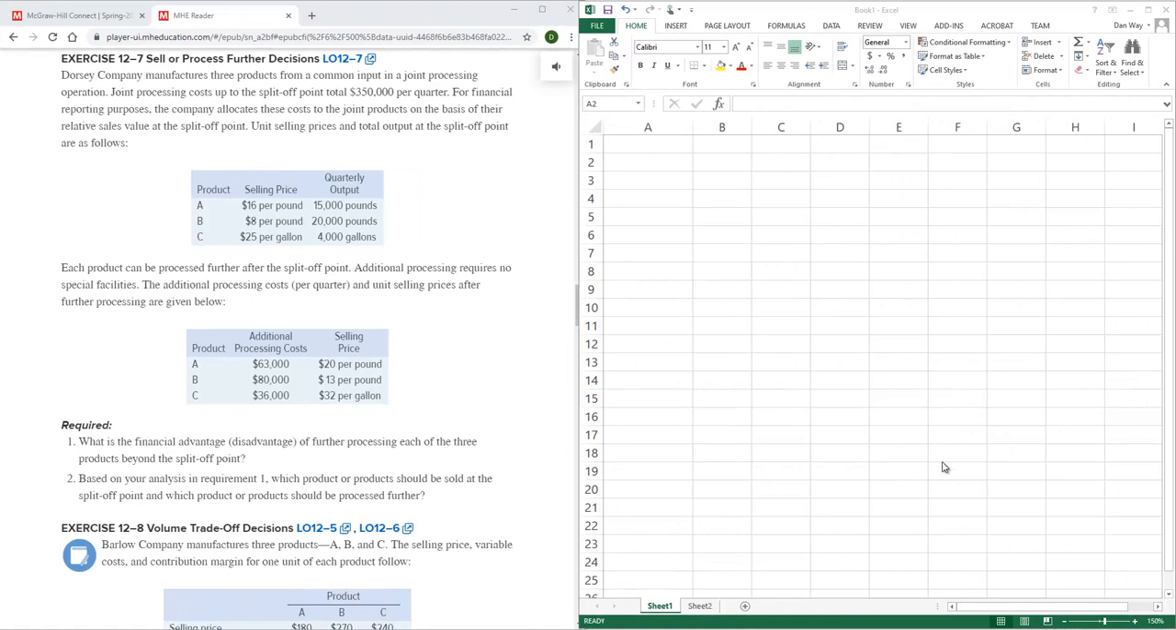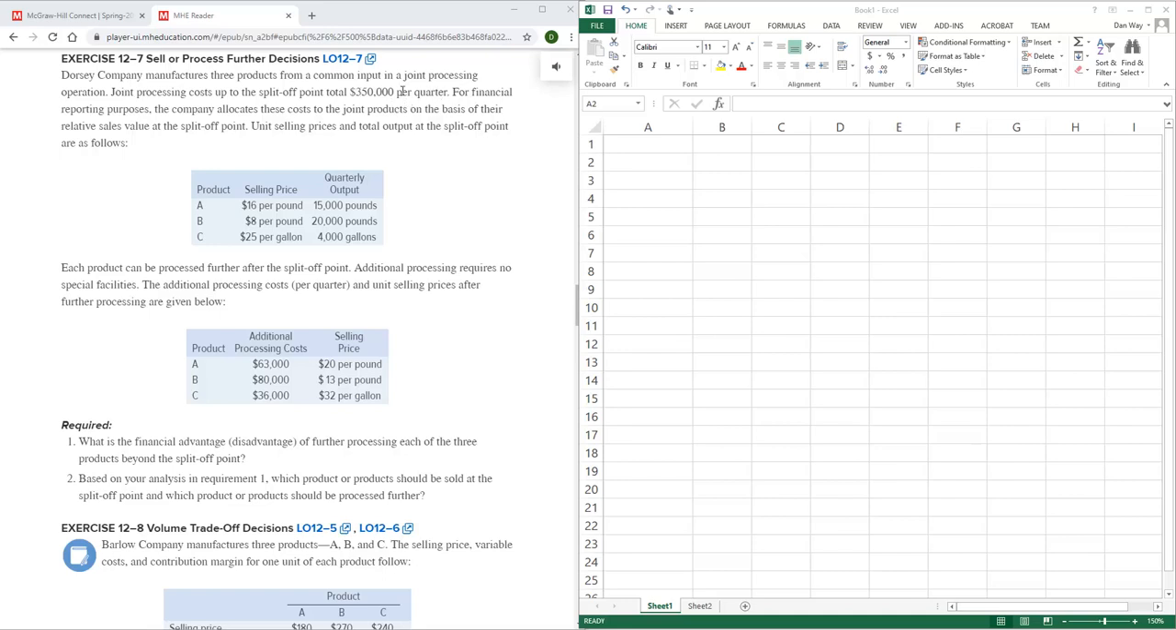Okay, the last problem to look at for now is exercise 12-7, sell or process further decisions. So here Dorsey Company makes 3 products from a common input in a joint processing operation. Joint processing costs up to the split off total $350,000 per quarter. Stop there for a second.